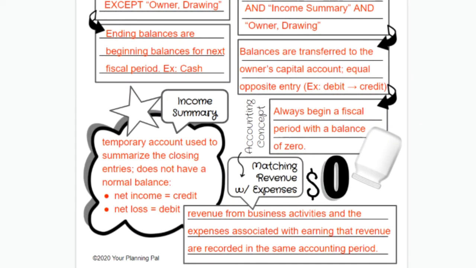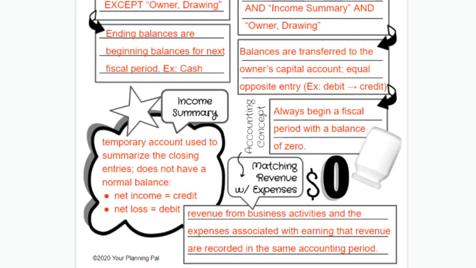Now, that income summary account that's been popping up that we haven't talked much about yet is a temporary account used to summarize the closing entries. It does not have a normal balance. It just accepts all of the equal opposite entries for those temporary accounts. And so if there is a net income, it ends up being a credit. If there is a net loss, it ends up being a debit.